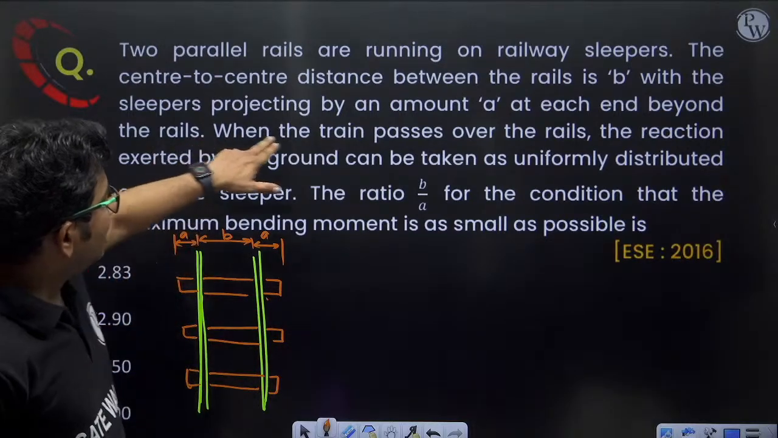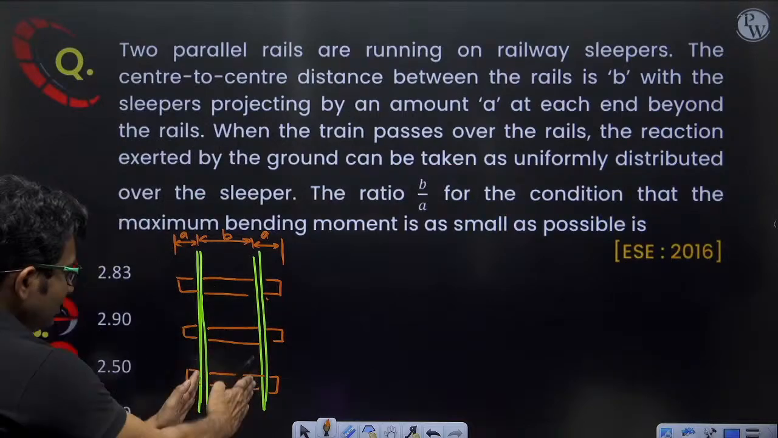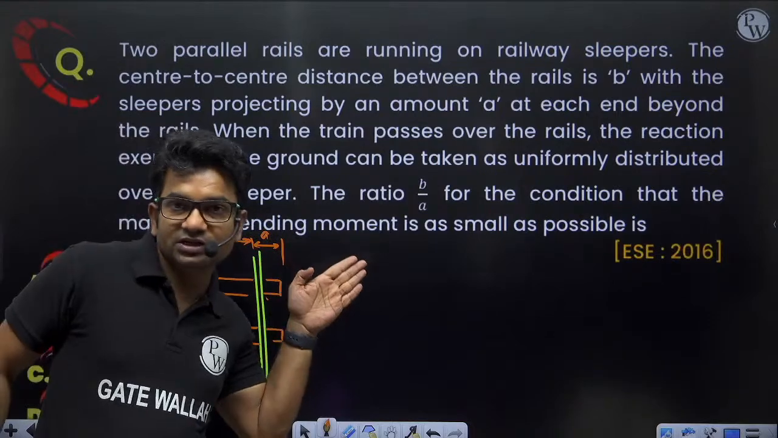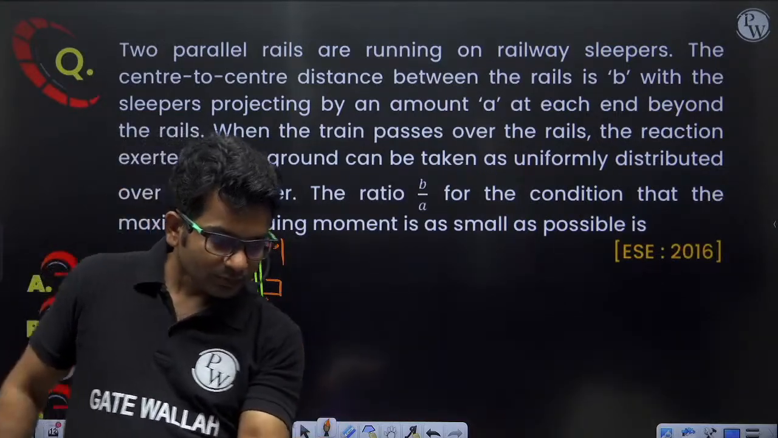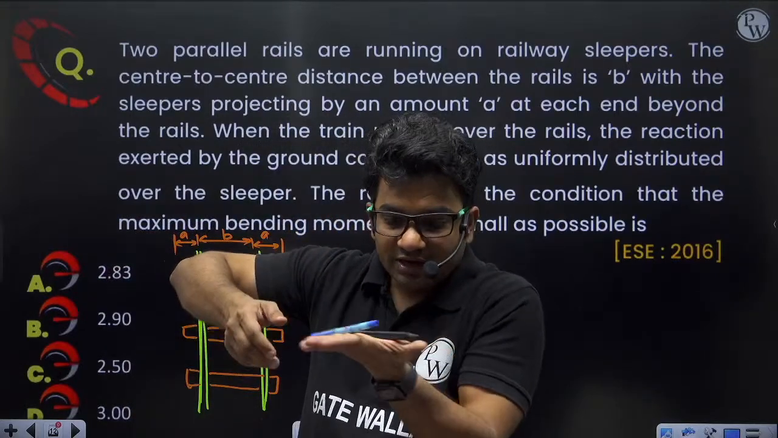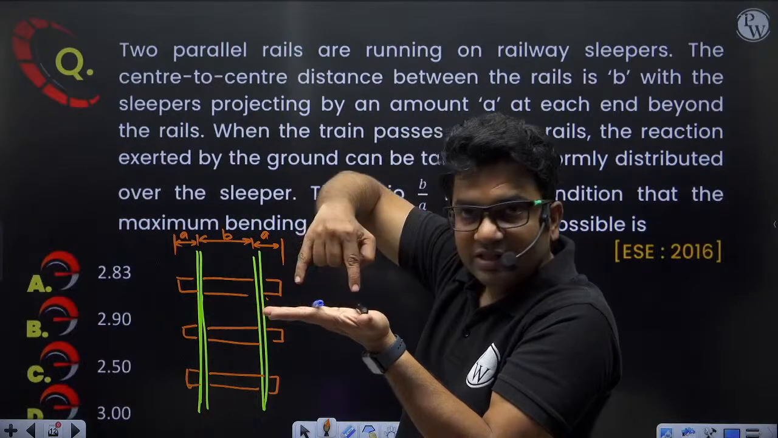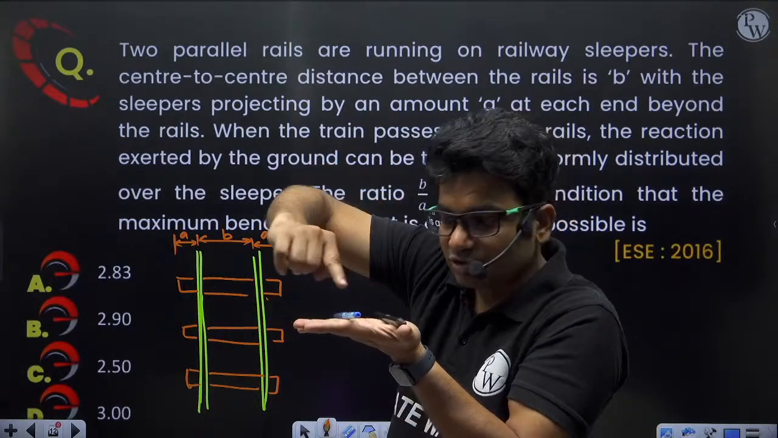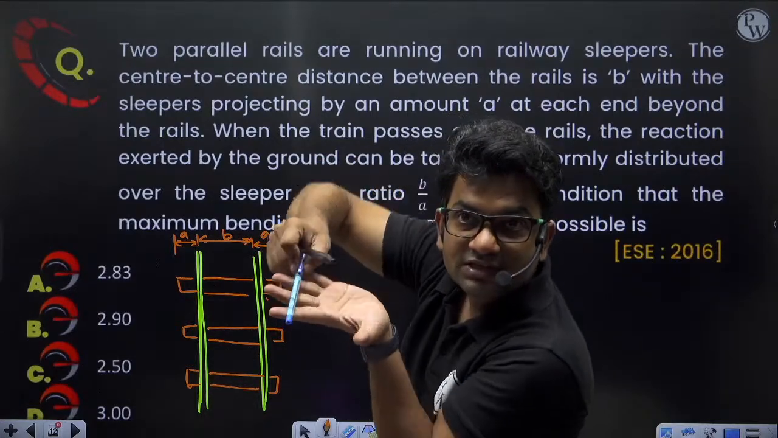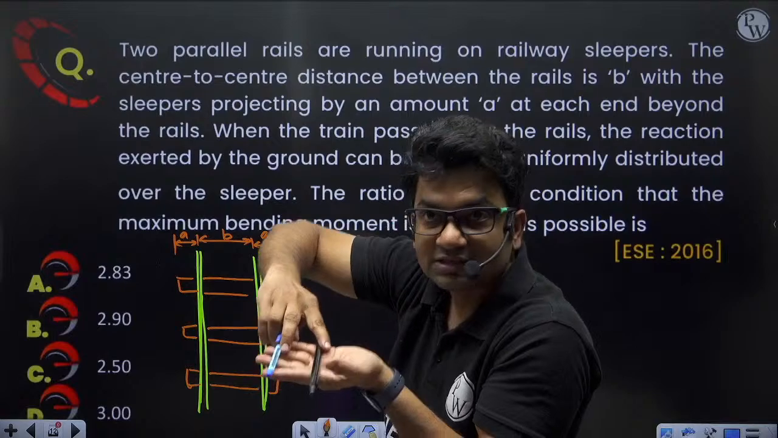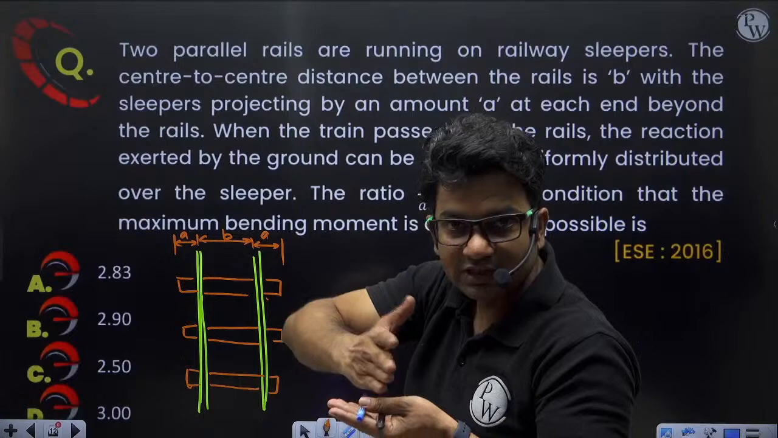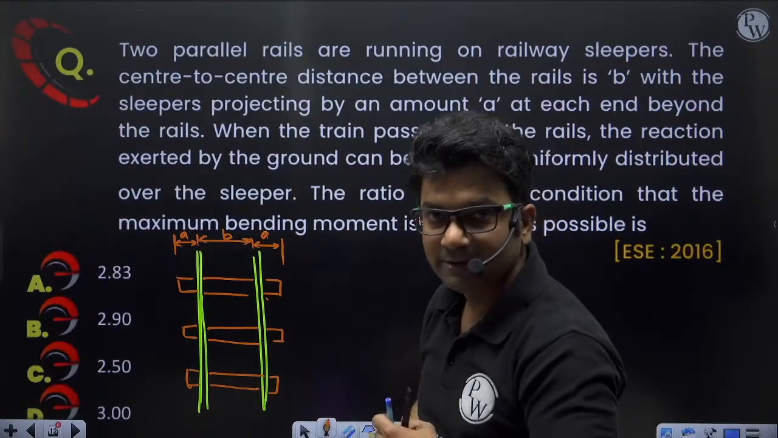Okay. When the train is passing over the rails, the reaction exerted by the ground will be coming from the bottom. So if these are the rails like this, train will be running on these two rails, and let us suppose these are my fingers. These equally spaced fingers will act as sleepers like this. Some part of the sleeper is projecting beyond the rails, right? Okay, now.